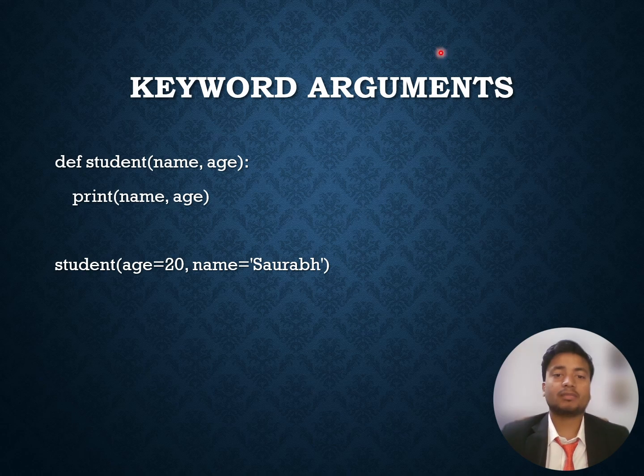In this slide we learn about keyword arguments. Here we define student and give two parameters: first is name, second is age. Print age, comma, print name, comma, age. Then we call student with age equal to 20 and name equal to Saurabh. The output is age equal to 20 and name equal to Saurabh. Shall we go to the next slide?